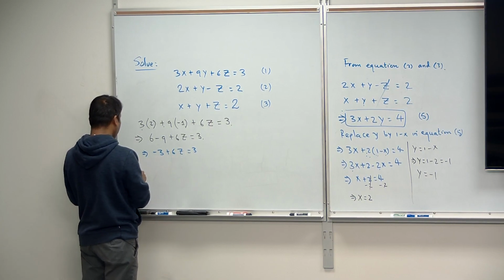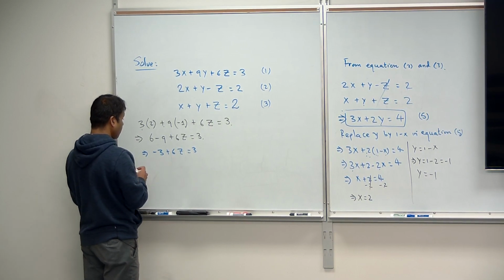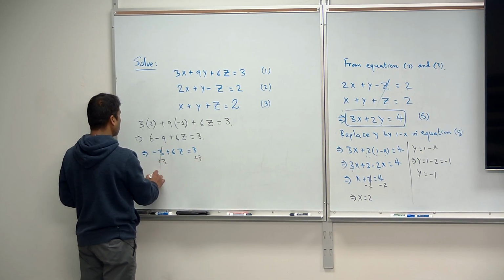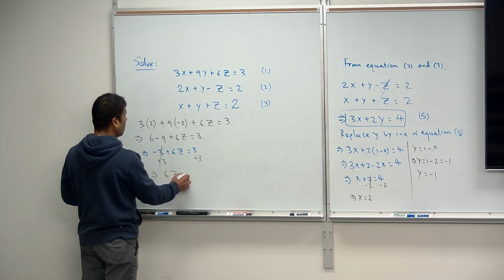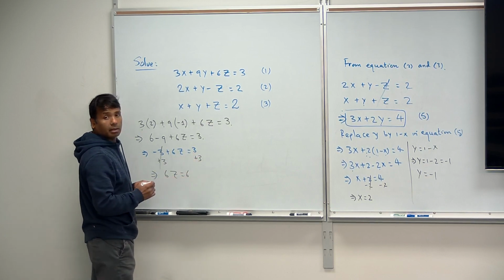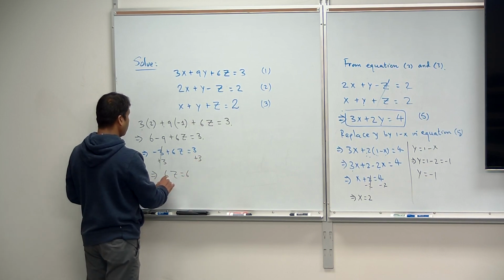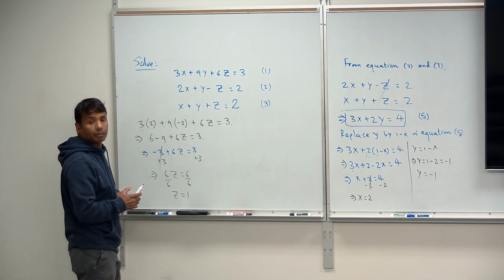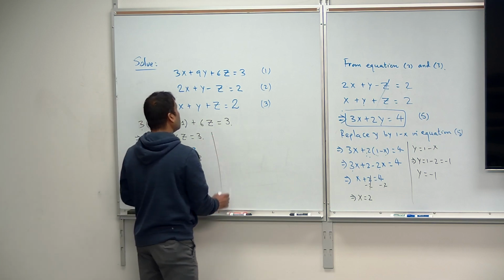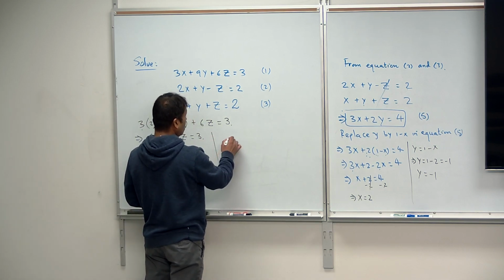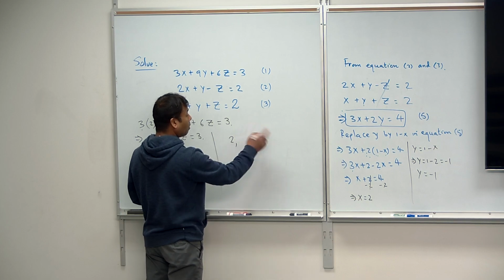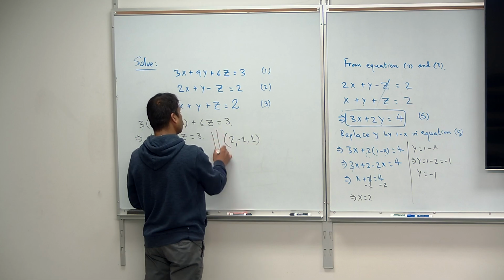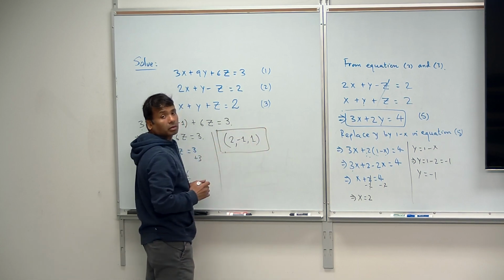You add 3 on both sides. You add 3 here and 3 here, and you cross them out. So that will give you 6z equals what? 3 plus 3 is 6, right? And divide both sides by 6, so z equals what? 1. So now, what is the solution? The solution is x is 2, y is -1, and z is what? 1. So this is the solution.